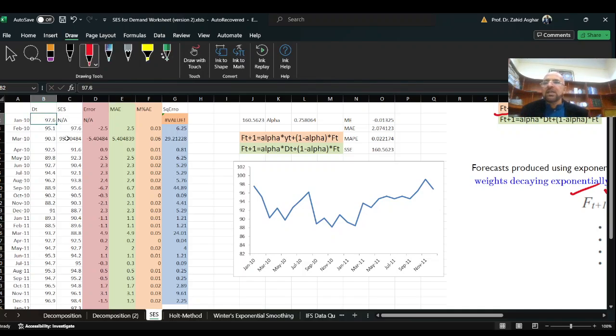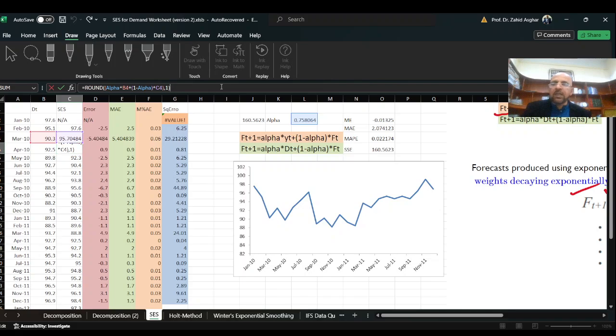The first value will usually be NA, not available, because we don't have a forecast value. This one will be B2. Now in this case, I have named this cell alpha. So alpha into B3, which is your Yt, plus 1 minus alpha into C3, which is your previous forecast. And for the next one, I have also rounded it: alpha into B4, plus 1 minus alpha into C4.